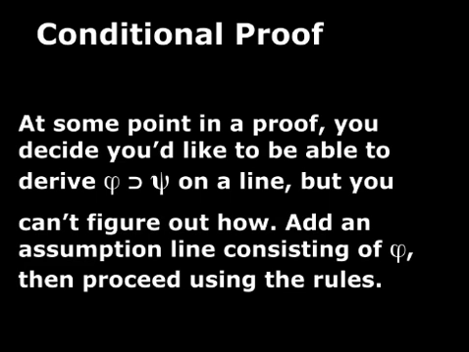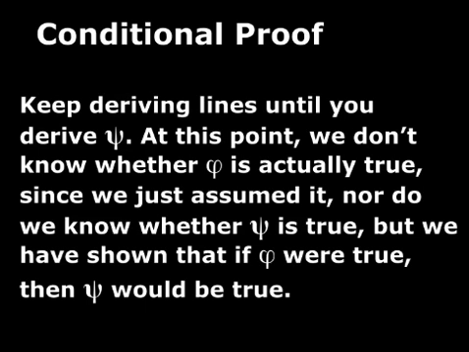So you assume phi on a line, and then you just proceed using the rules. You keep deriving new lines. Your goal now, at this point, isn't to derive the conclusion of your proof. Your goal is to derive the consequent of the conditional you wanted, which is psi. Remember you wanted the conditional if phi then psi. Psi is the consequent. You assume the antecedent. Now your goal is to derive the consequent.